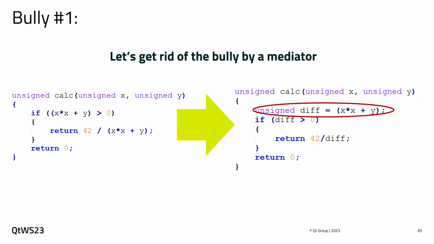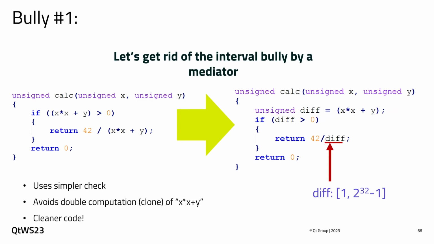And this is not only nice now, because if you look at the code, you have here this diff is greater than 0, and you divide by diff. And here the analysis can, of course, again infer that this is between 1 and 2 to the 32 minus 1. And this is great, so we will not have a fault here. But it's not only good for the tool, it's also good for you, because you do not have this double computation of x times x plus y again.